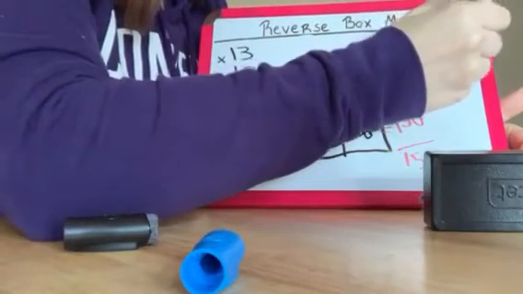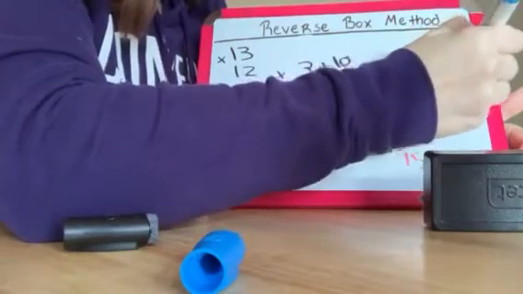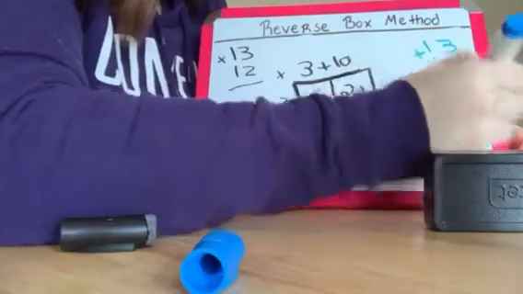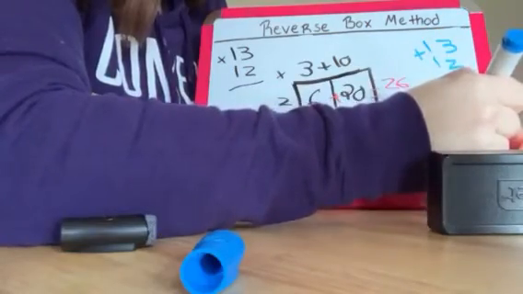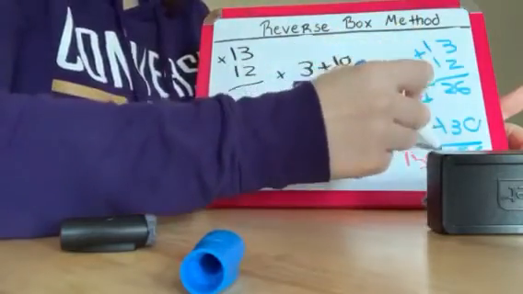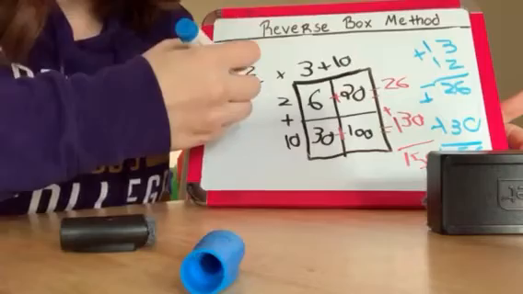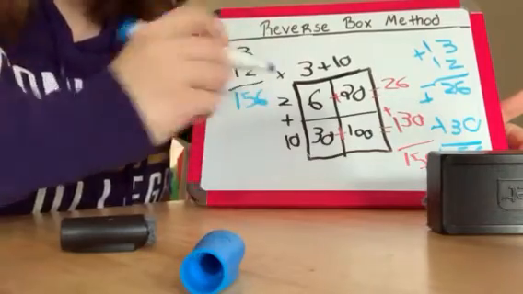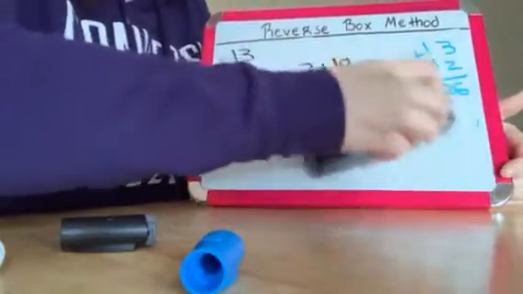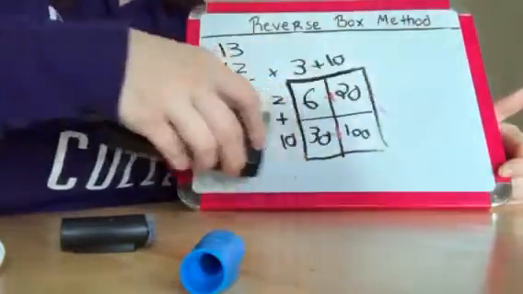13 multiplied by 12. So as you can see, it's the same, and the answer is the same. So the answer to 13 multiplied by 12 is 156. Now I want to show some potential errors that students could make.